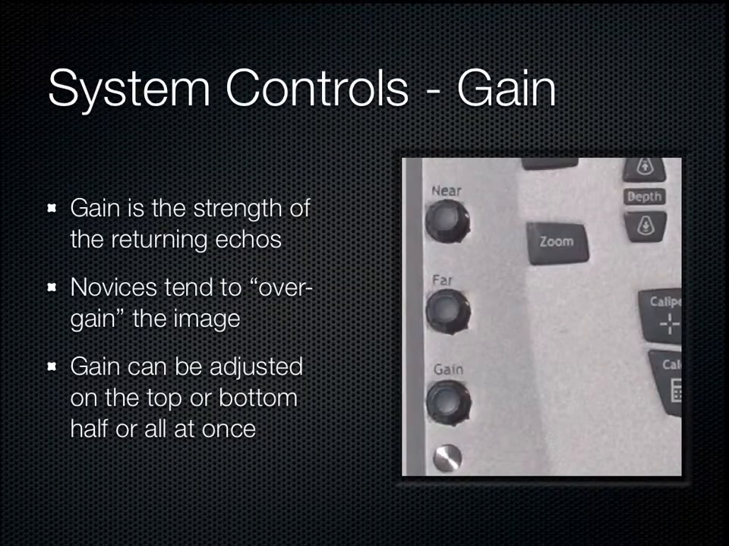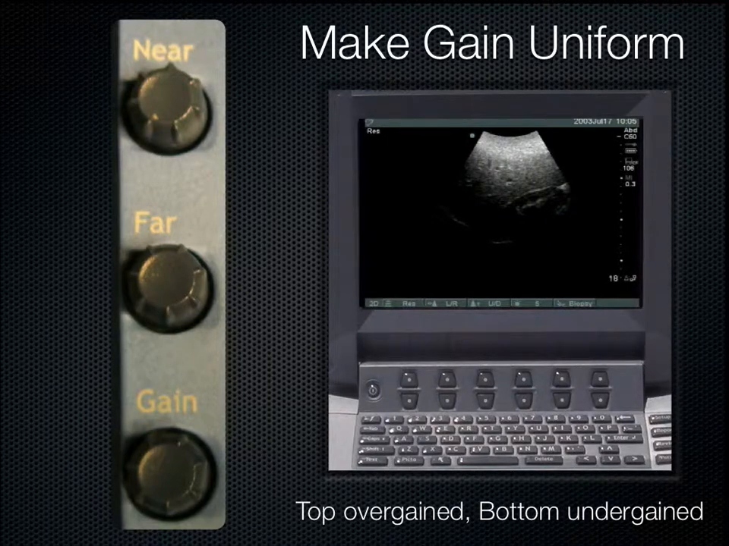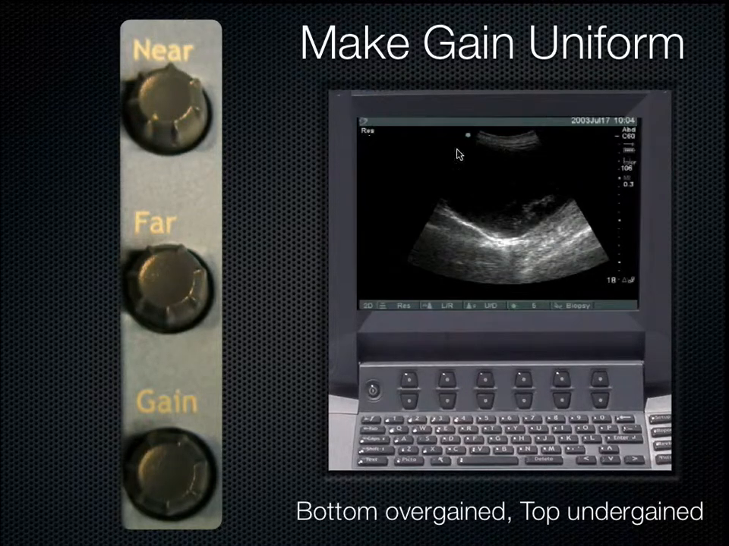Well, what about the gain? The gain is the strength of the returning echoes, and we could turn up the gain in the top half of the screen, the bottom half of the screen, or the entire screen at once. Right now, this image is kind of overgained at the top and undergained at the bottom. To compensate for that, I could turn up the far field and then turn down the near field. And as I do, well, now I have the opposite problem. I went too far, right? The top half of the screen is undergained. The bottom half of the screen is now somewhat overgained.